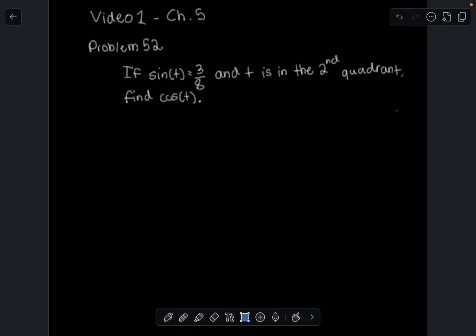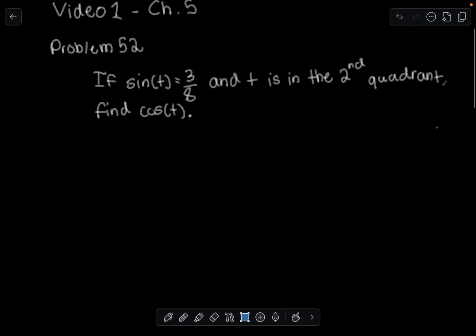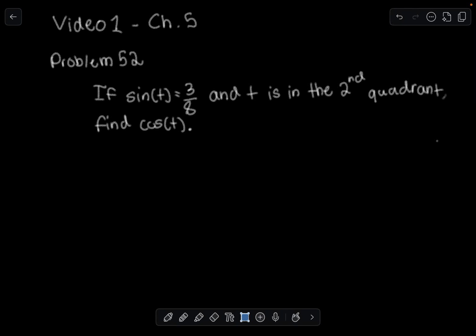Hello. Today in this video, we will be looking at a Chapter 5 problem, problem 52. The problem asks us if sine of t is equal to 3/8 and t is in the second quadrant, find cosine of t. Remembering from the unit circle, we can draw a coordinate plane. The second quadrant is right here.